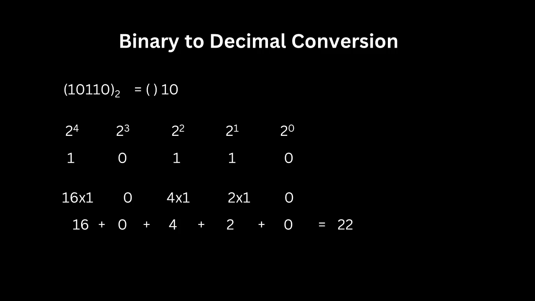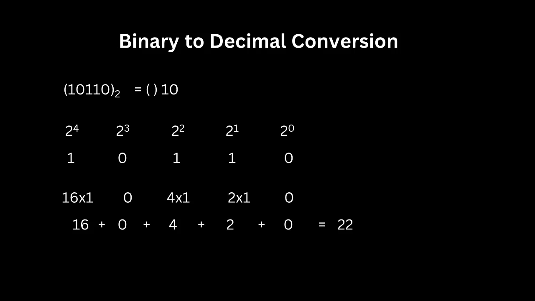Now we are going to explore how to convert binary number to decimal number. We have this binary number 10110 and we want to convert this binary to decimal. Start by writing the bit position from right to left as powers of 2. 2 to the power of 0, 2 to the power 1, 2 to the power 2, etc.